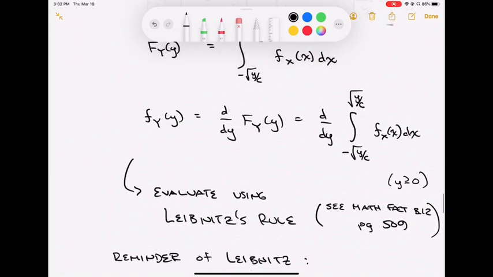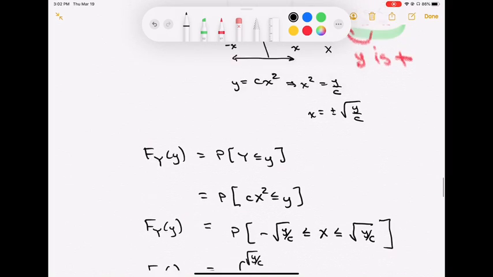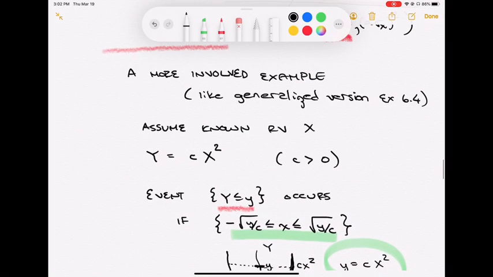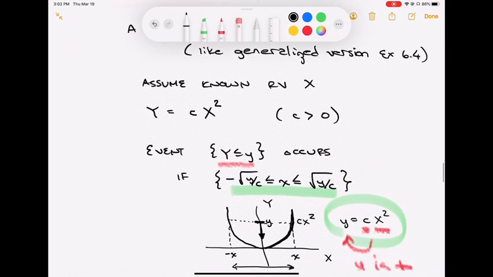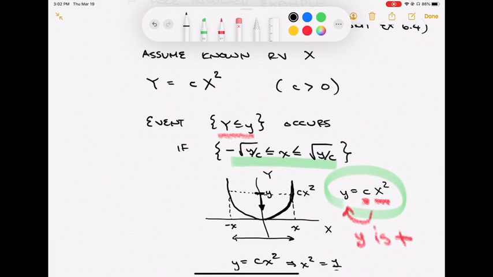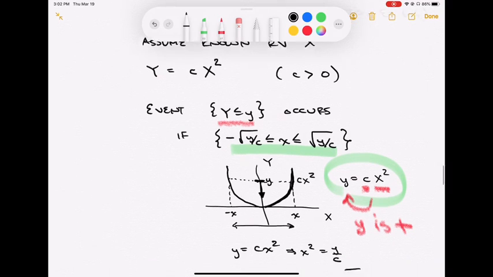Let's go back and remind ourselves of what we were trying to accomplish and solve here. We were looking at what was going to be a more involved example. It's a generalization of example 6.4. We are going to have a known random variable X. We're going to square that and scale it by a positive constant c to create a derived random variable Y. We would like to find out what the model is of that. So the probability density function, little f of capital Y of y, we would like to find that probability density function of Y, and we're going to do it with the CDF method.